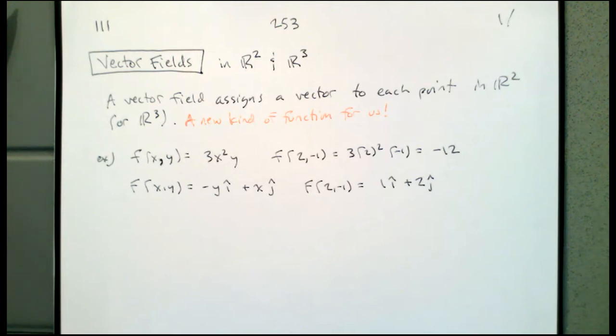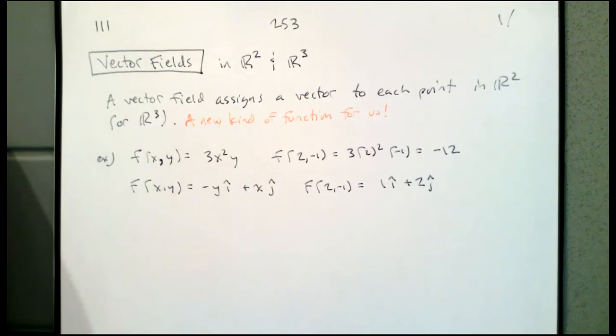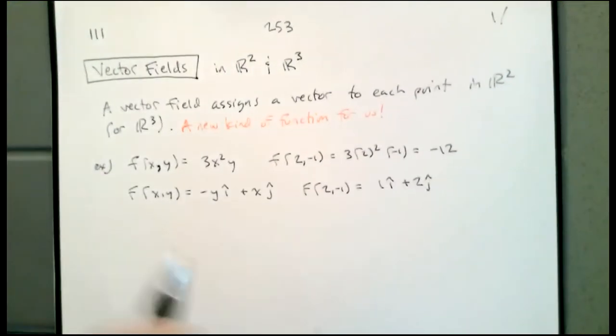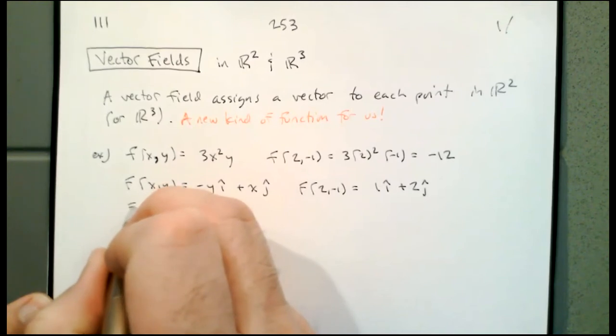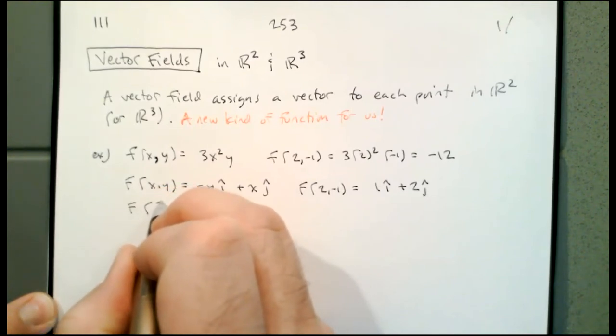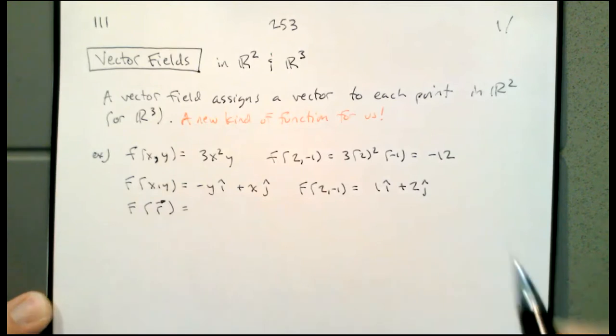One of the things that we might be doing is thinking of the inputs for our vector fields as vectors as well. So we might write F at r, so we might use vectors as inputs. Any questions?